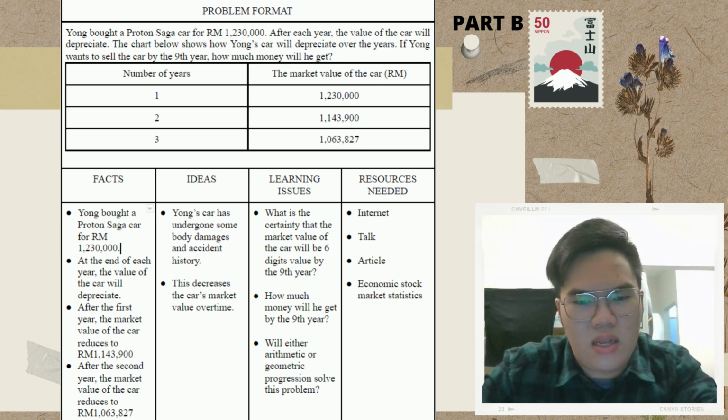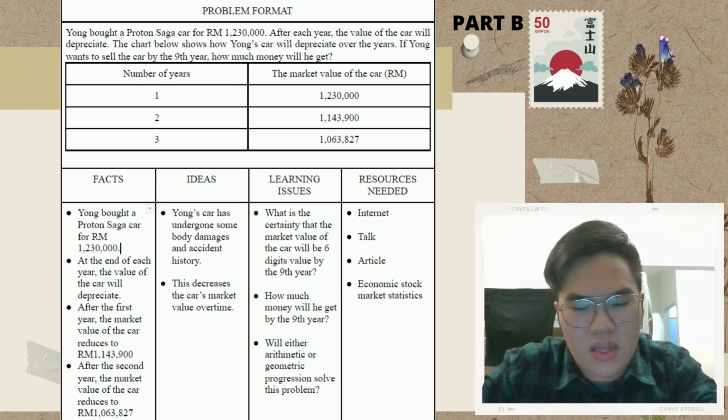1,063,827. The idea we can get is that Young's car has undergone some body damage and accident history. This decreases the car's market value over time. The learning issues we can get are: what is the certainty that the market value of the car will be a 6-digit value by the 9th year? After that, how much money will he get by the 9th year?